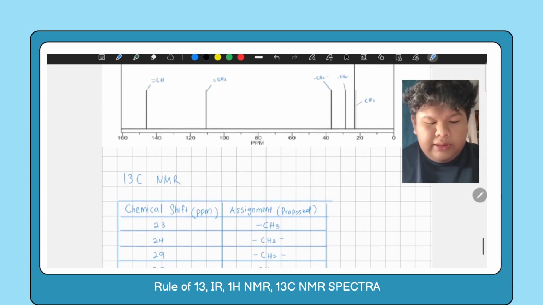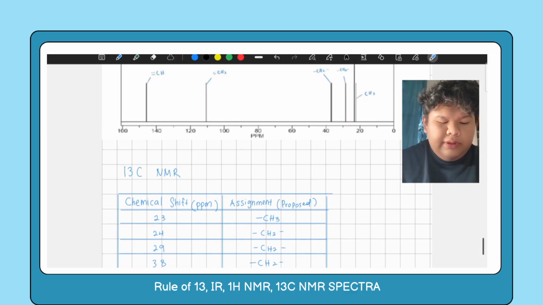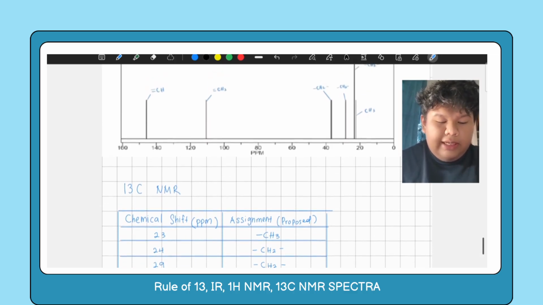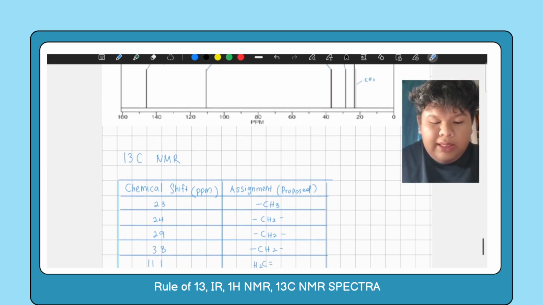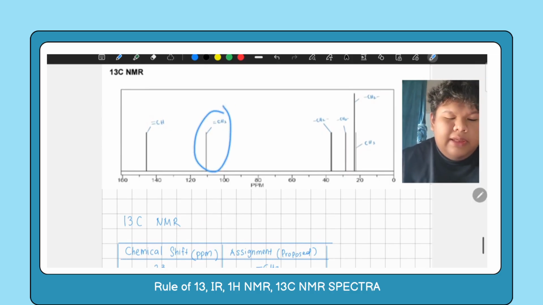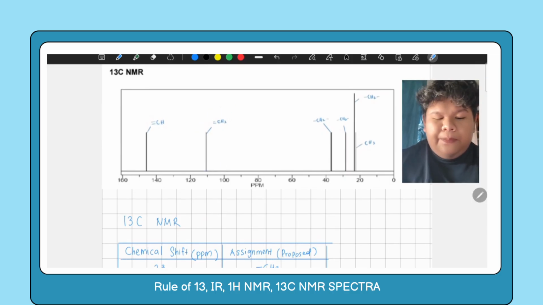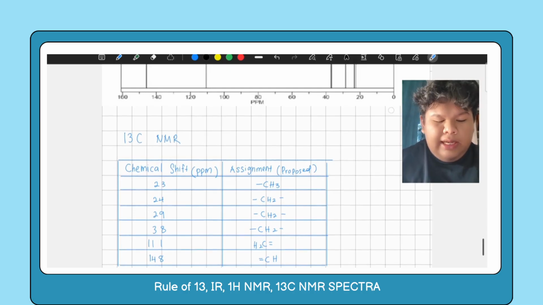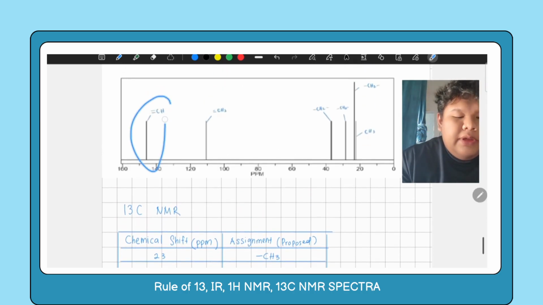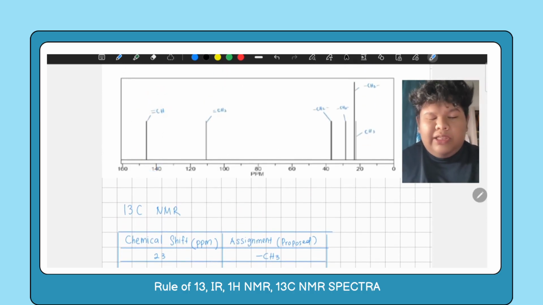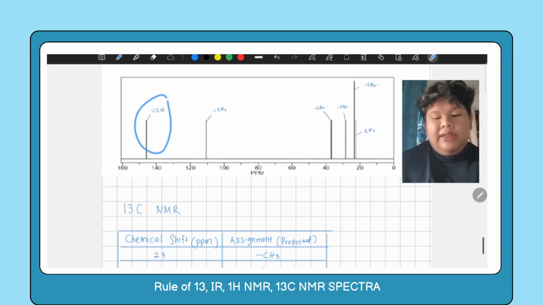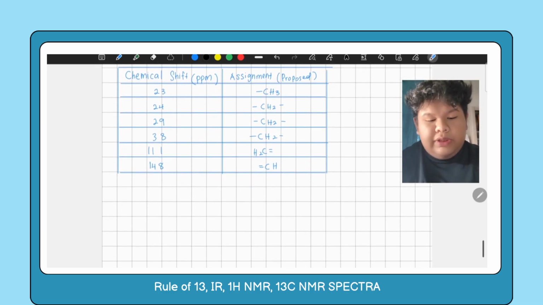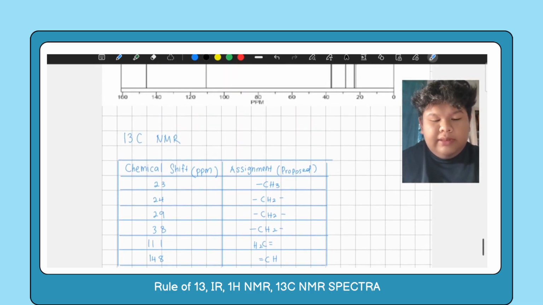Then at 111 is a carbon connected to another carbon through a double bond, and this one is the carbon that has two hydrogens. And at 148 we have also a carbon connected to another carbon via a double bond, but this one has only one hydrogen. So that is all from me. Thank you.